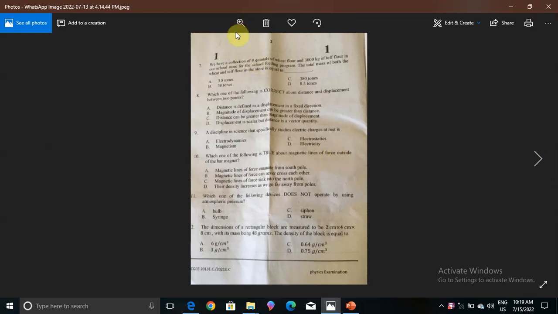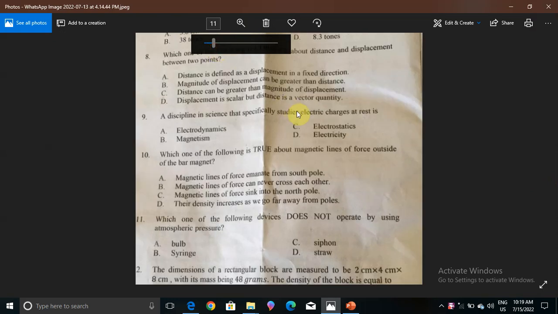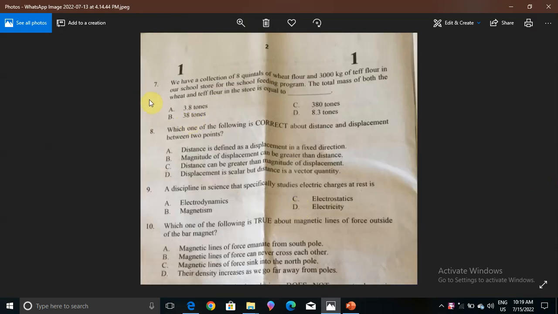In this question, we have question number 7. It says we have a collection of 8 quintals of wheat flour and 3,000 kilograms of teff flour in our school store for the school feeding program. Okay, the total mass of both the wheat and teff flour in the store is equal to what?